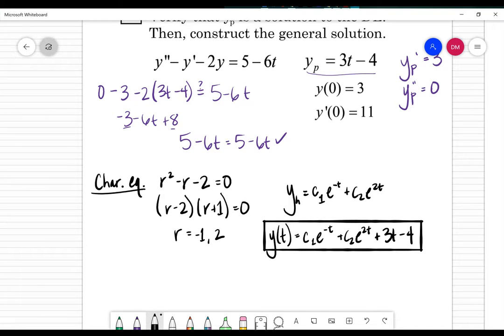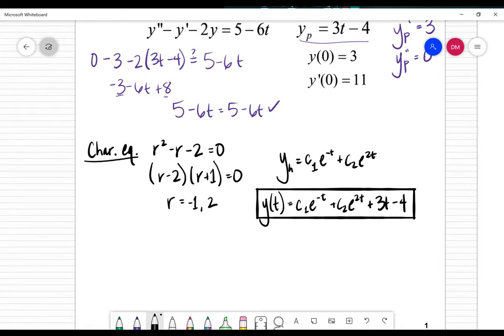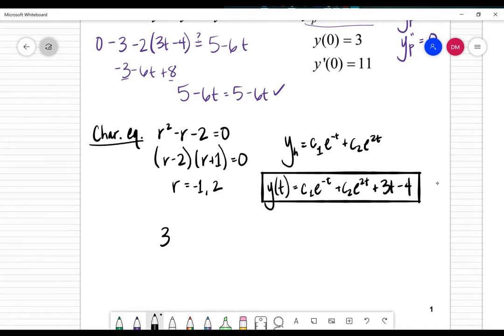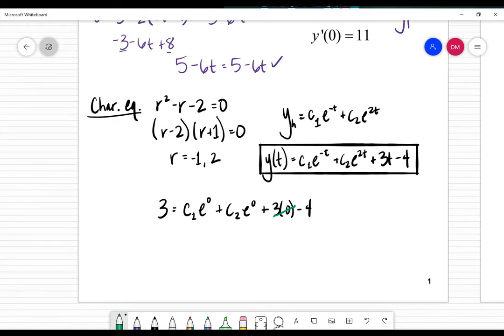So now I want to get into my particular solution, meaning I want to solve for C1 and C2. You see how sometimes that language can be a little tricky, but hopefully we'll get the hang of this. So I'm going to start with my first value there. Y of 0 is equal to 3. So I get C1 times e to the 0 plus C2 e to the 0. And then it looks like I'm getting plus 3 times 0 minus 4. So that term right there is going to go away. And I'm going to add my 4 to the other side.